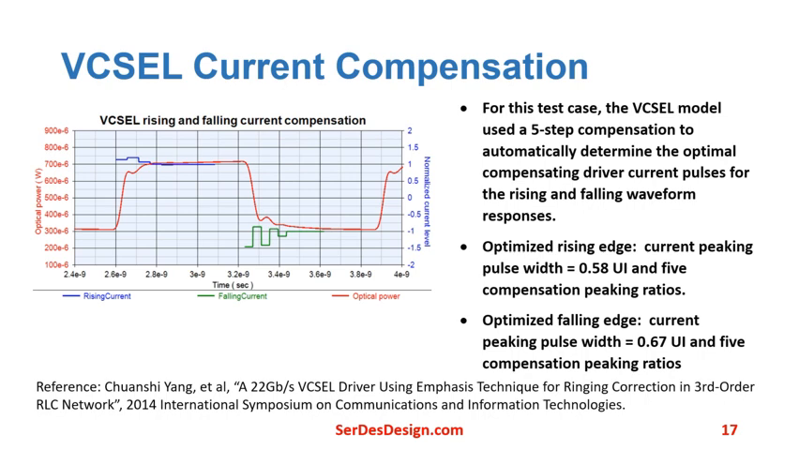The optical output power has an average power bias and a nominal peak-to-peak modulation power level. The optimized rising edge has a current peaking pulse width of 0.58 UI and 5 compensation peaking ratios. The optimized falling edge has a current peaking pulse width of 0.67 UI and its 5 compensating peaking ratios.